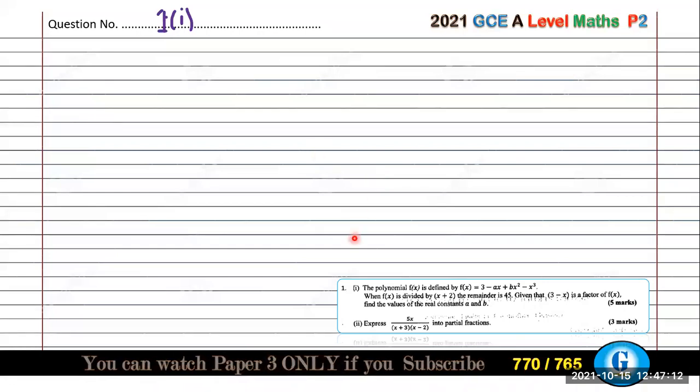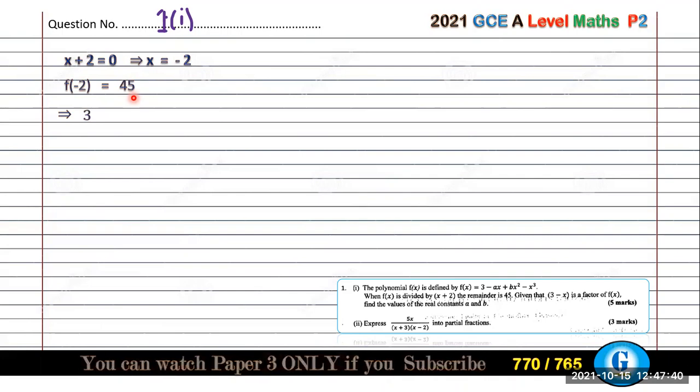So we have been told this equation on the bottom right. So when we divide this by x plus 2, the remainder is 45, right? So we equate x plus 2 to 0. That will give us x equal to -2. And since the remainder is 45, it means f of -2 will be equal to 45.